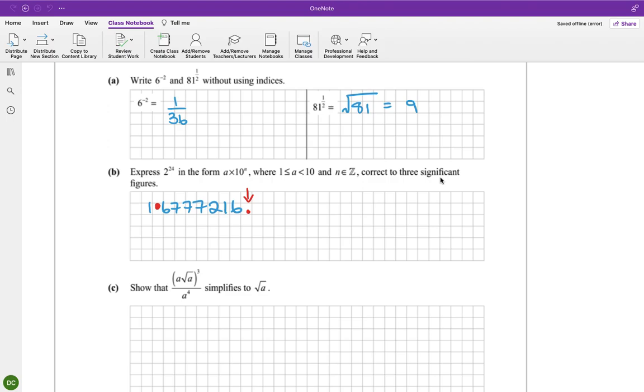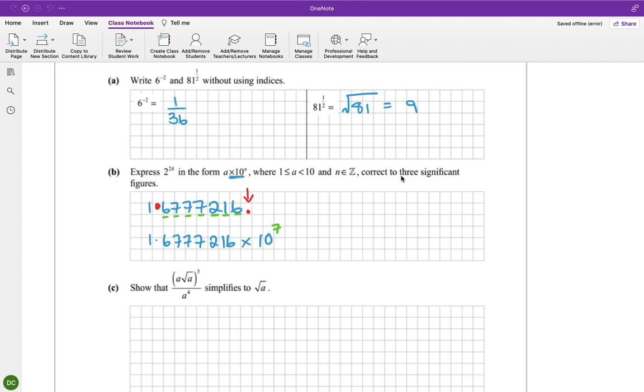Okay, so we do 1.67777216. We always have times 10, and then you're just counting. So 1, 2, 3, 4, 5, 6, 7. Yeah, counting in between the dots.